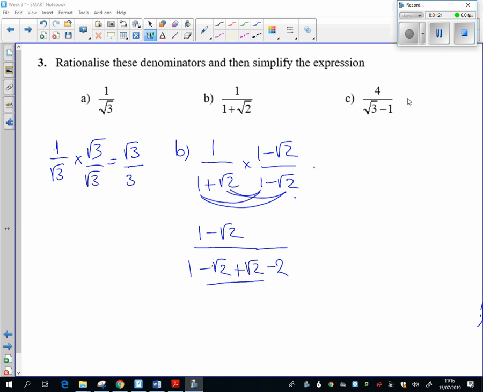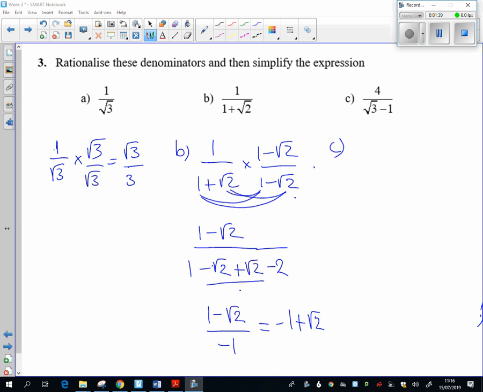So I actually didn't really need to bother writing those. So my numerator is 1 minus root 2. My denominator is 1 minus 2. And if I'm dividing everything through by minus 1, that's just going to change the sign of everything.